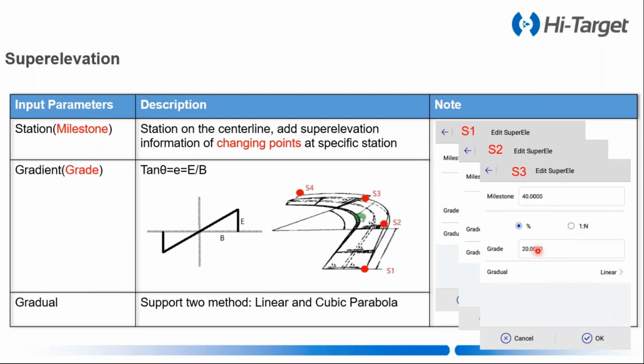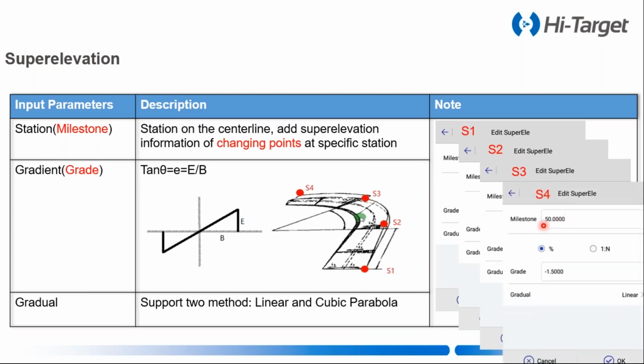And continue with the parameters of S3. Input the station, grade, and then S4, the station and gradients. You can see the gradients come back to normal. For the gradual option in Highway Road here, it means the type of the line from S1 to S2. We support the straight line and cubic parabola.